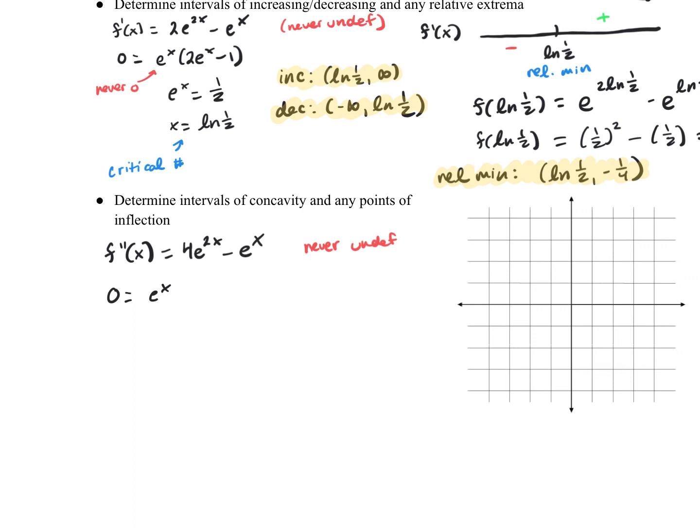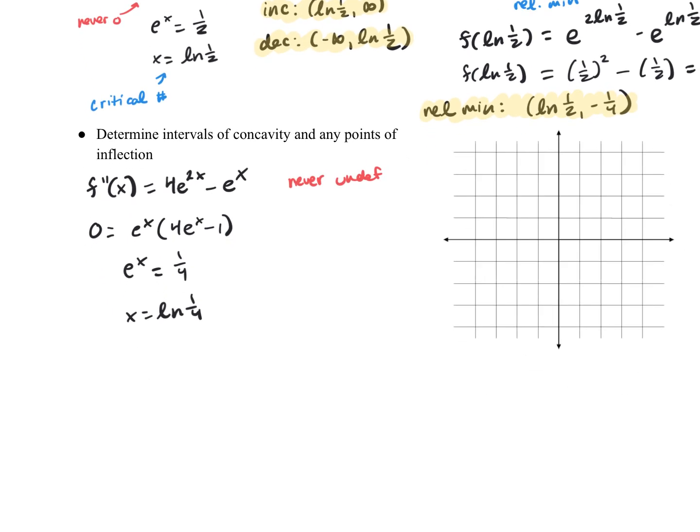So we can factor out e to the x. And again, this is never equal to 0, and so we have e to the x. If I set this equal to 0, equals 1/4, so x equals the natural log of 1/4. So this is what we will use to help us do our sign analysis of our second derivative.